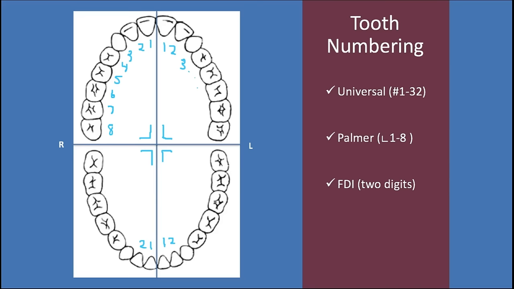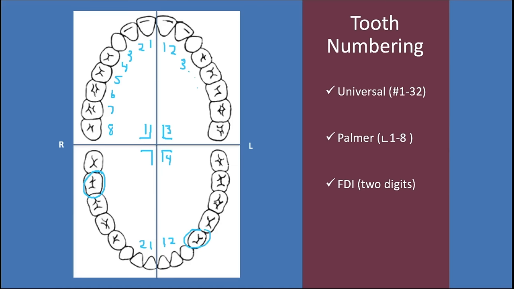So if we're talking about this upper right central incisor, we would just put a 1 within this symbol. If we're talking about this upper left canine, we would put a 3 among this symbol. If we're talking about this first premolar in this quadrant, we would just add a 4. And then down here in the lower right, if we're talking about, let's say, the second molar, we would just put a 7 in that symbol.